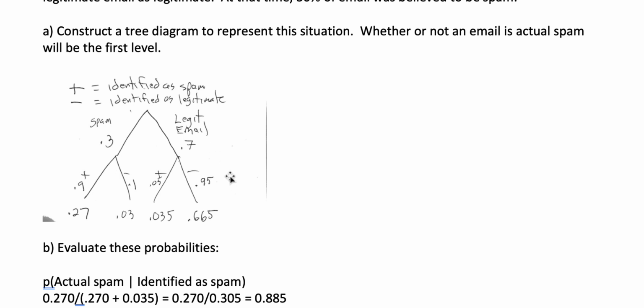Whereas for the legitimate email, you are 95% likely to get a negative result if it's legitimate email. So we have 0.95, and therefore this positive result would be 0.05.